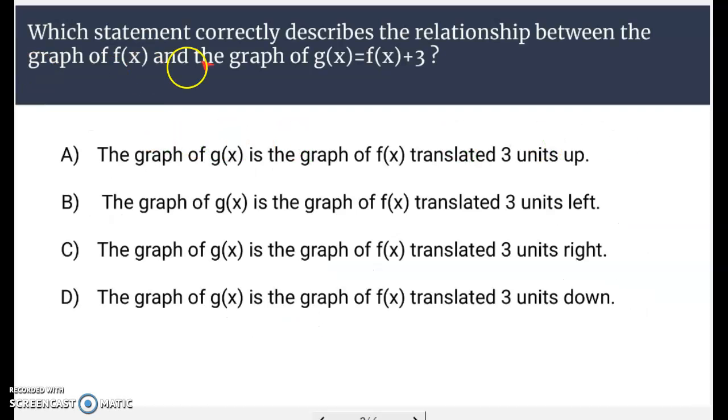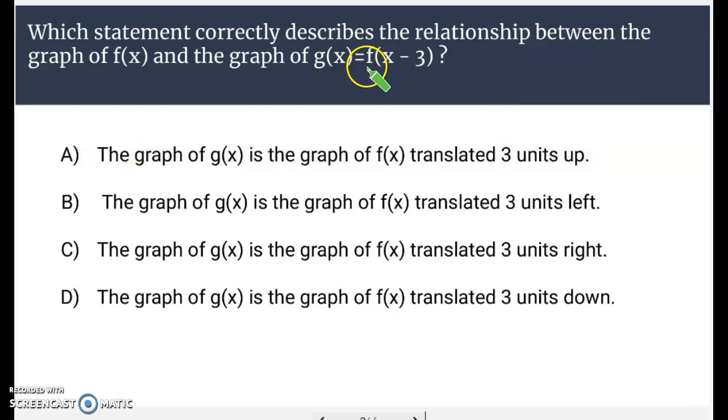It says, which statement correctly describes the relationship between the graph of f of x and the graph of g of x? G of x is f of x, same function, but we just add 3. Notice the plus 3 is at the end. All right, so it's kind of like that k variable we were talking about. So because of that, we're going to be shifting it up. Letter A here describes it. We're translating it, shifting it up 3 units. That's what the plus 3 does. If it was minus 3, we'd be shifting down.